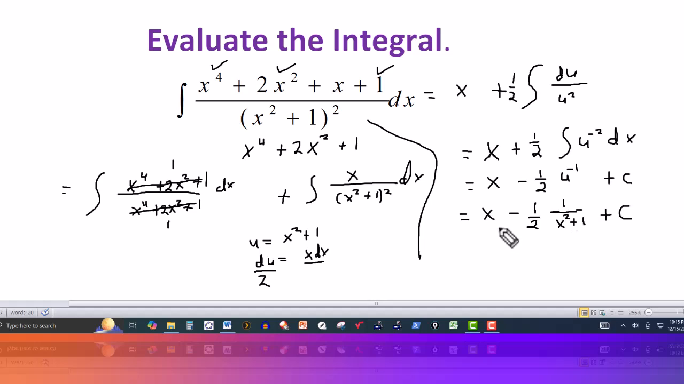So there we have it then. x minus 1/2. I can write it this way, or I can just put parentheses in the denominator and multiply by the 2. Here we have it then: x minus 1/2 multiplied by 1 over x squared plus 1, plus the constant of integration.